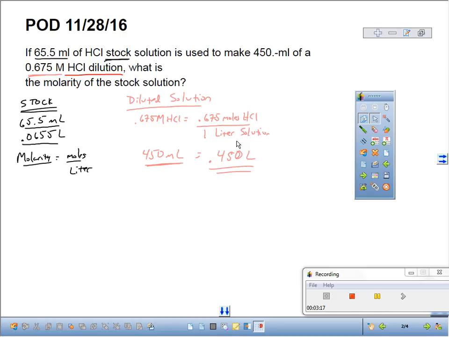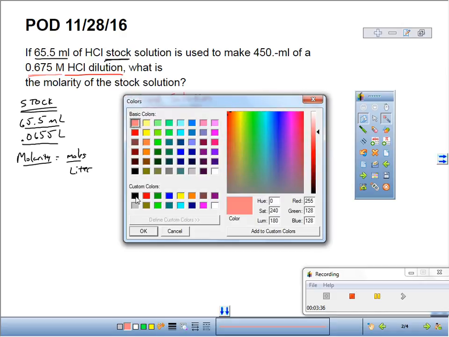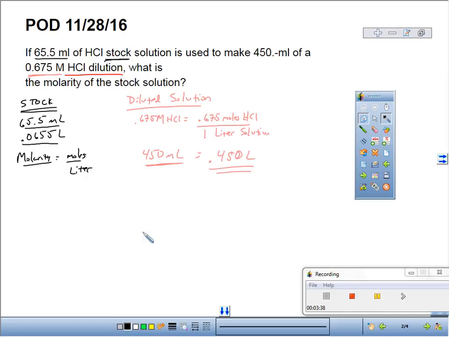So what is it that we're trying to find? Well, what we're trying to find is the molarity of the stock solution. So I'm going to go over here and clearly identify the unknown. The unknown is molarity. This is what we're trying to solve for. Okay, so how do we break this apart?